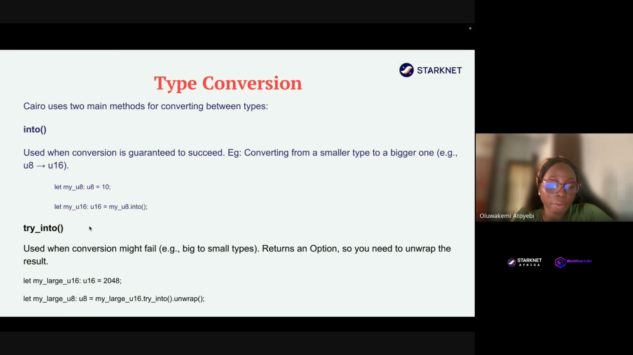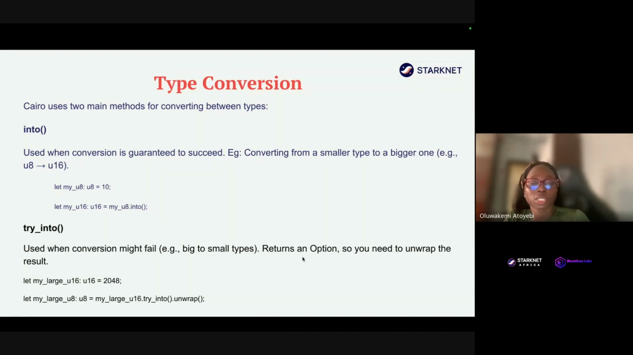For instance, you have an important part of your code that, if it doesn't work, you want it to be obvious, like your code to either fail or panic. Then you use the try_into. Let's say, for instance, you're trying to convert a big type to a small type, converting an unsigned integer u256 to a felt252, which is a conversion that might fail.